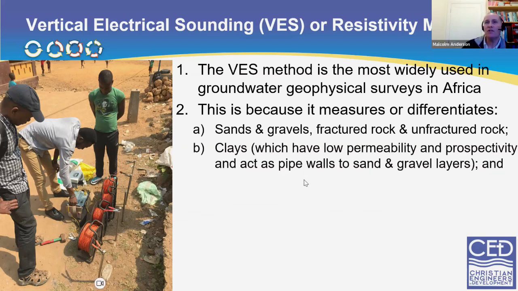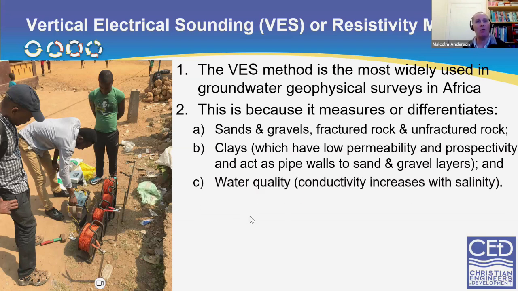Some clays also show up well because they are more conductive than the other granular rocks, and because the clays have low permeability, they act as pipe walls to sands and gravel layers and to rock layers as a whole. So it's good to know where those clays are. It can tell you where you've got low prospectivity, and it will also tell you whether you've got a confining layer.